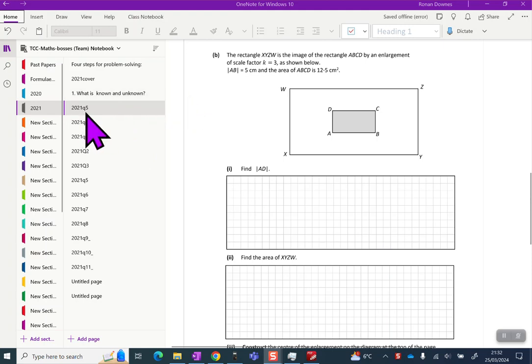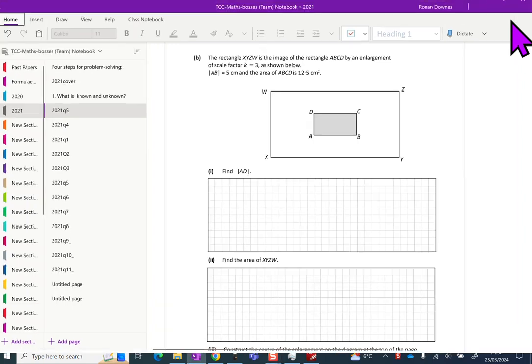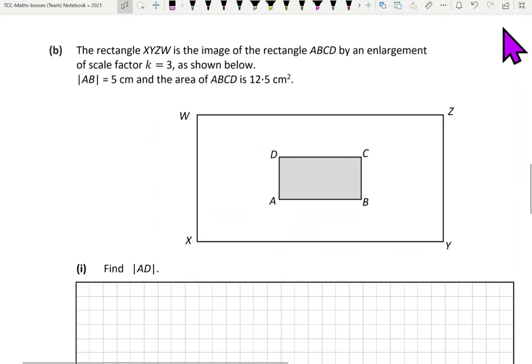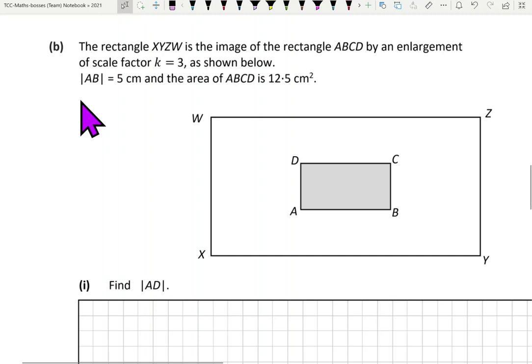2021 question 5, part B. So let's read the question carefully to see what we know and what's unknown that we need to solve for or find out. So the rectangle from X to Y to Z to W. That looks like this.